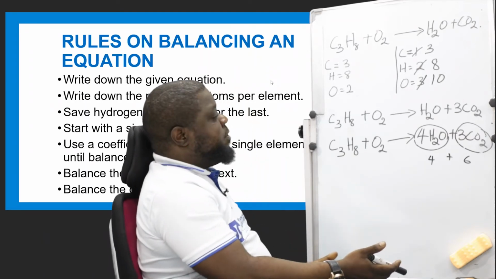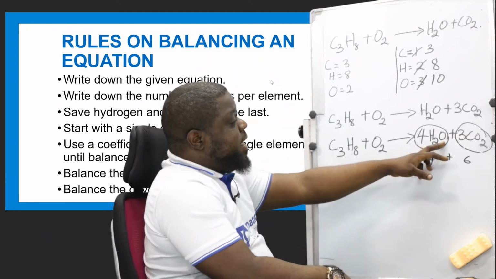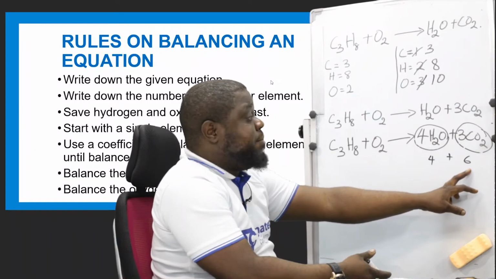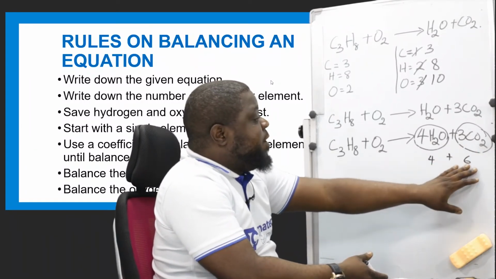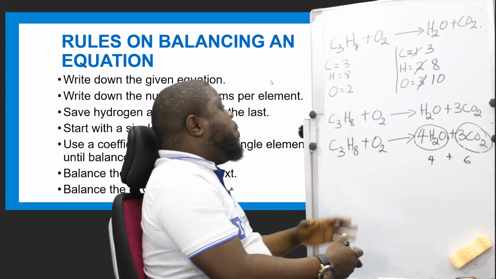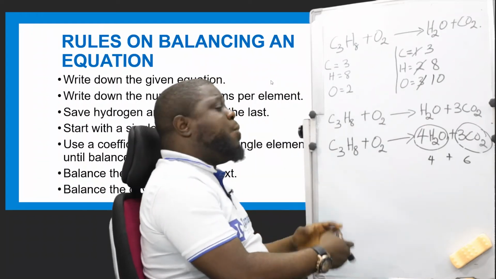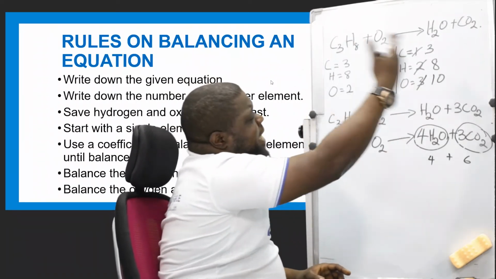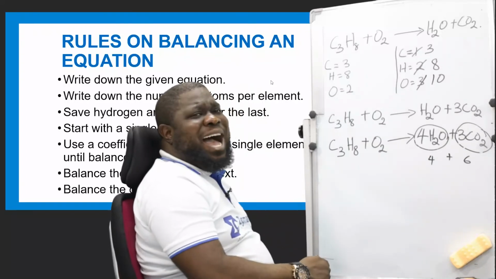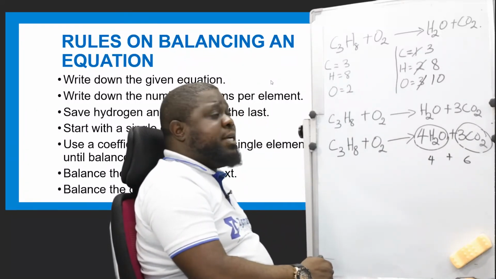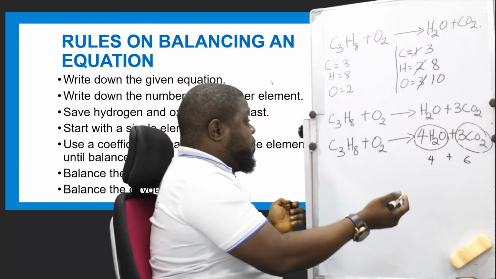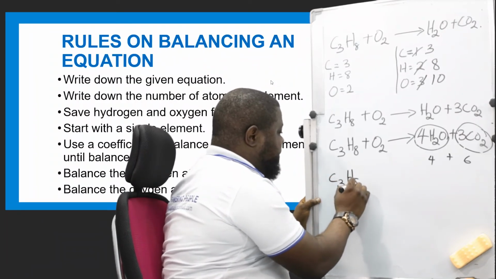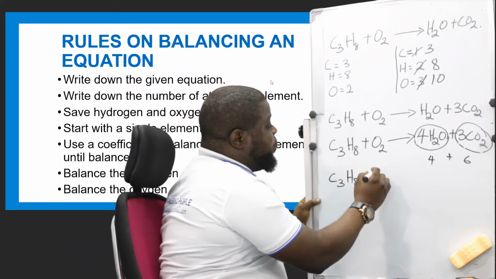Now, oxygen. Oxygen is 4 already here. And oxygen is 3 times 2, which is 6. It's times. It has given us 4 and 6. Now, this is 10 here. Now, oxygen is 2 here. What do I times with 2 that will give me 10, so that it will be the same as oxygen on the right? You already know. So it will be C3H8 plus. What do I times with it? Is 5.